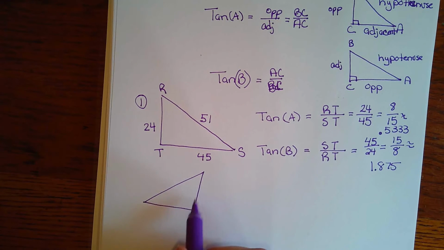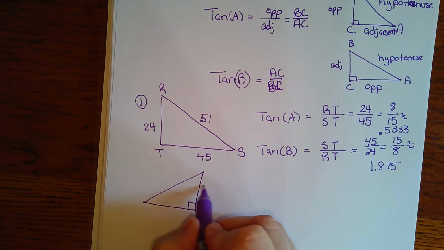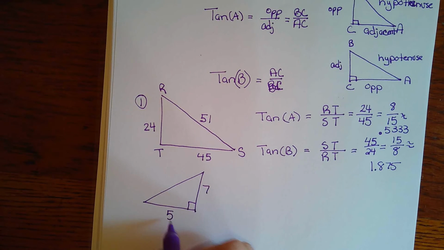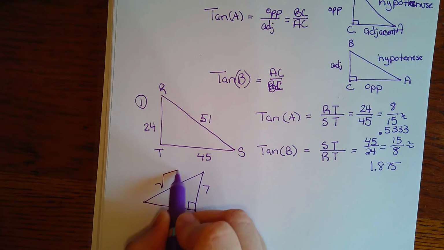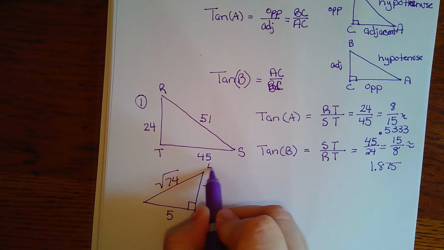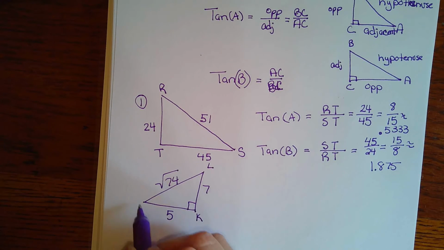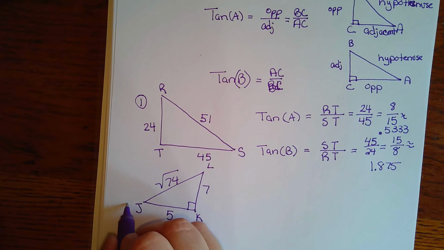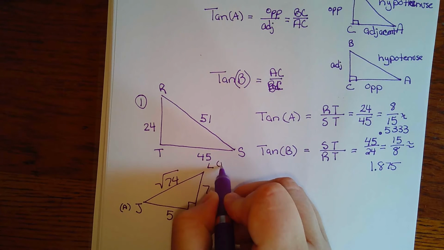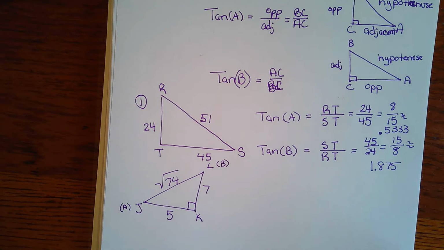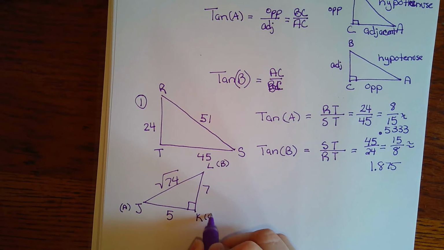Okay, so that triangle's not great, but we get the idea. That's 7, that's 5, even though it looks bigger, and this is 74. So there's L, there's K, and there's J. Well, the shorter length is going to be where the A is located, and then this is where my B would be located. So keep that in mind when you are setting this up.